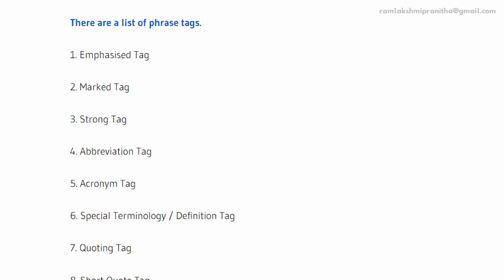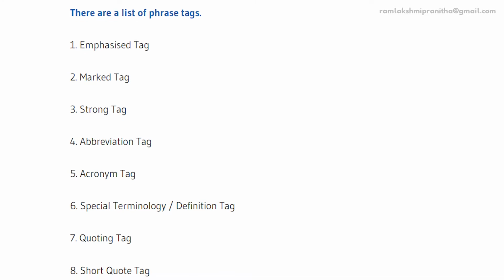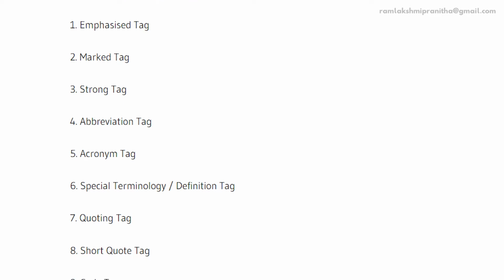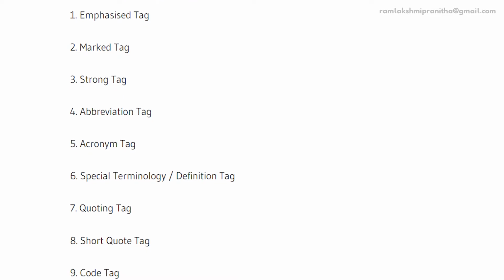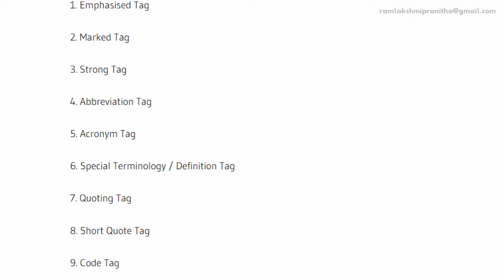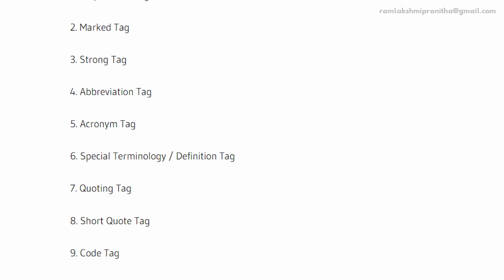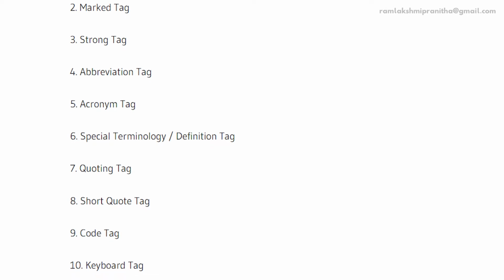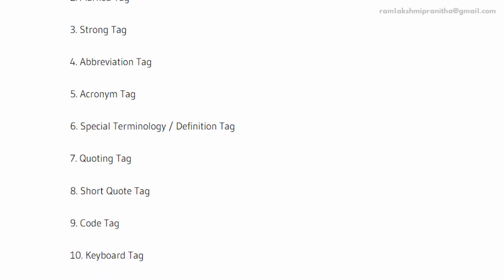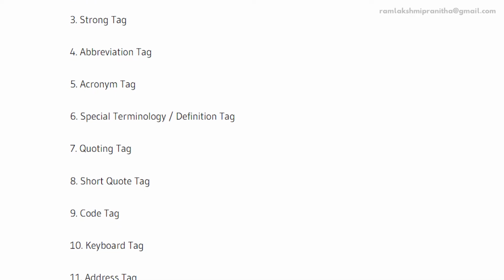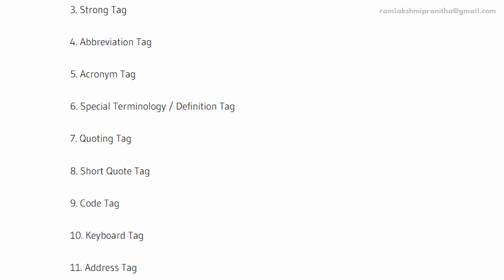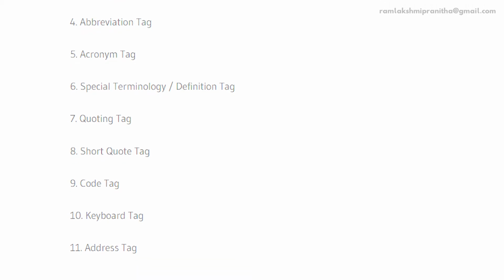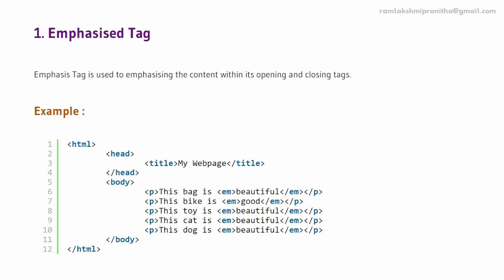There is a list of phrase tags. 1. Emphasized tag. 2. Marked tag. 3. Strong tag. 4. Abbreviation tag. 5. Acronym tag. 6. Special terminology, definition tag. 7. Quoting tag. 8. Short quote tag. 9. Code tag. 10. Keyboard tag. 11. Address tag. Let us learn each tag one by one.